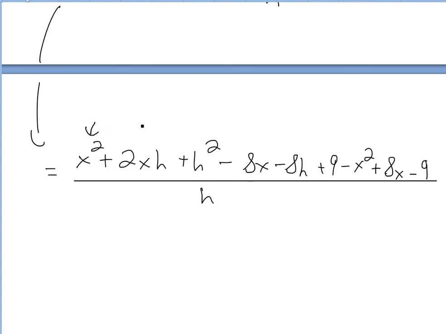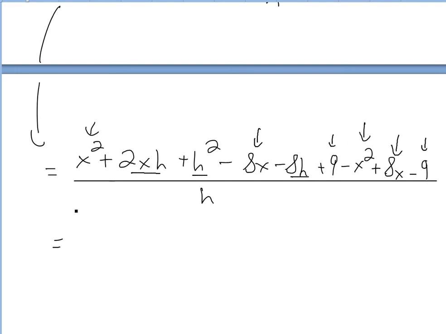Now we can cancel the like terms, and as you can see, this x squared cancels. I'll just put an arrow instead, not an x, because there's already a lot of x's. So we can cancel these out. Now let's see what else we can cancel. This 2xh, is there any other xh? No, so we keep this. This h squared over here, we keep it, there's nothing else to cancel. This negative 8x and plus 8x, we can cancel. Now this negative 8h is only one by itself, so we leave this. And this plus 9 and negative 9, we cancel these.